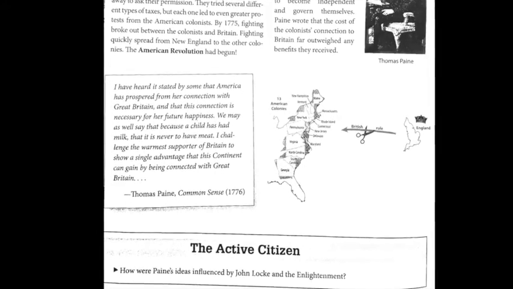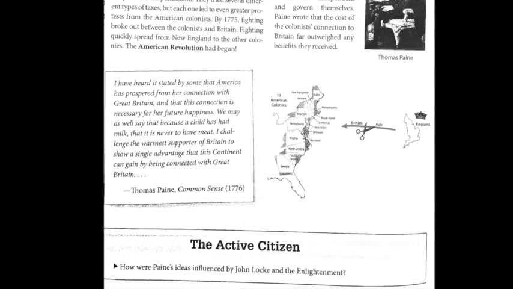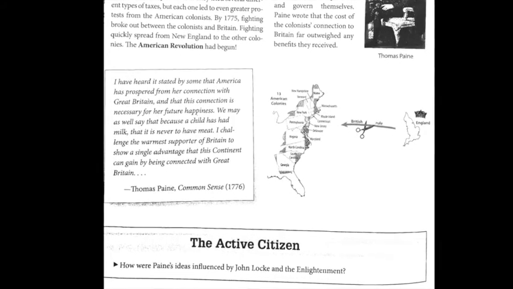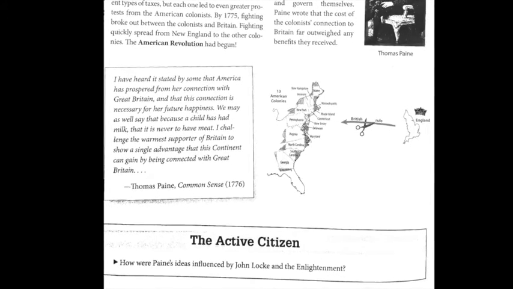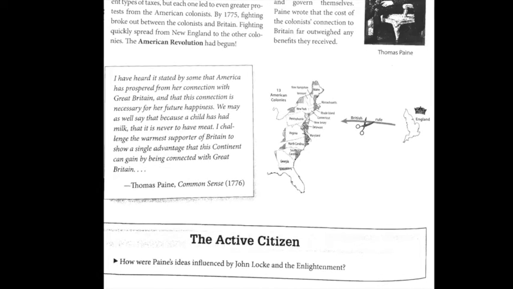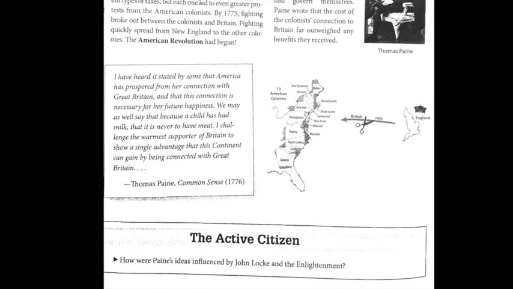Based on the Enlightenment ideas, Paine argued that the time had come for the colonists to become independent and govern themselves. Paine wrote that the cost of the colonists' connection to Britain far outweighed the benefits it received. Okay, so down here at the bottom you see the active citizen. I want you to put a number 4 next to that one.